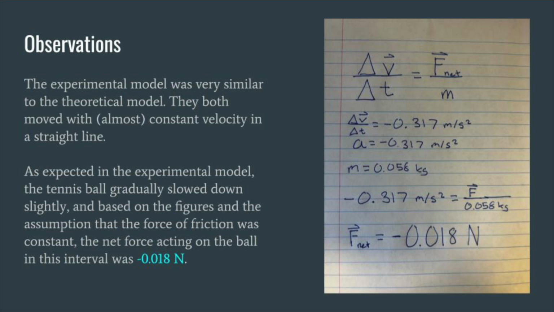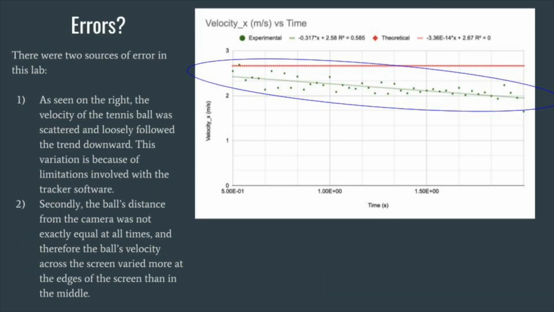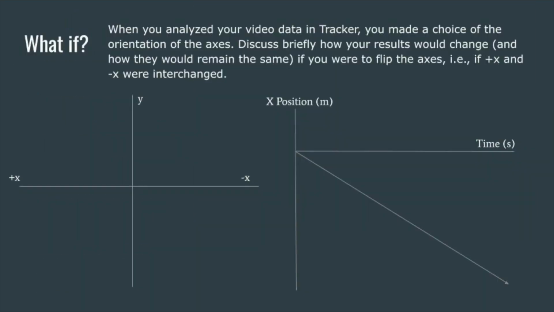As expected, in the experimental model, the tennis ball gradually slowed down because of the force of friction as calculated on the right. There were two main possible sources of error in this lab. First of which, as seen on the right, the velocity of the tennis ball was scattered and loosely followed the trend downward in our experimental model, and this variation is because of limitations involved with the tracker software. Secondly, the ball's distance from the camera was not exactly equal at all times, leading to more scattering at the edges of our graph. In this experiment, if the axes were flipped, the position graph would be mirrored along with the velocity graph, both becoming negative.